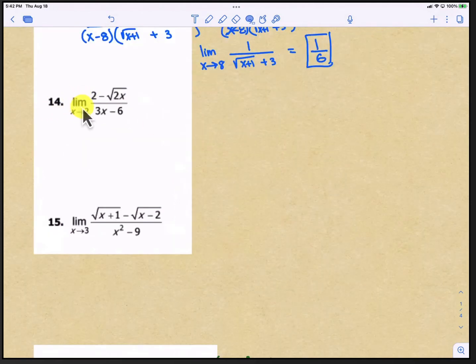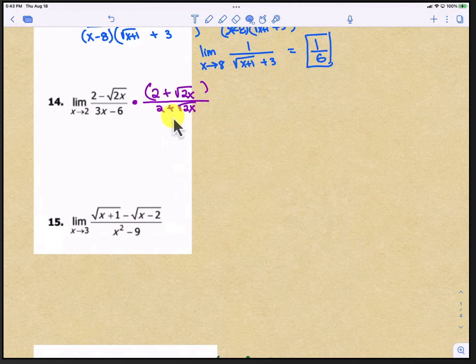All right, for number 14, so the limit as x approaches 2 of this expression. Again, we have a radical in the numerator, so we're going to rationalize that by multiplying by the conjugate. And the conjugate of 2 minus the radical is 2 plus the radical. So we multiply that on the top and on the bottom.